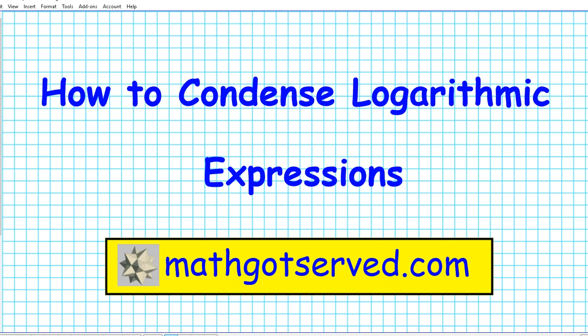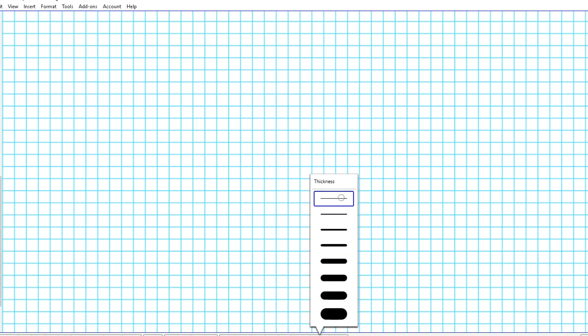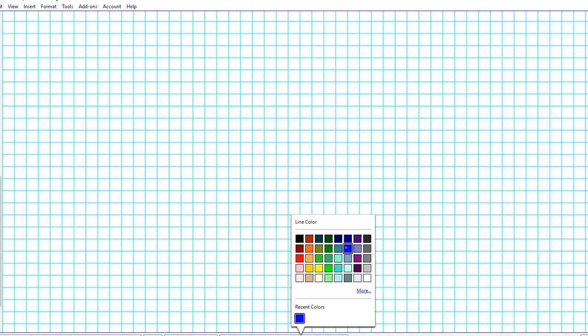In this clip, we're going to be going over how to condense logarithmic expressions. Before we get started, we're going to take a look at the formulas that will be guiding our problem-solving process for the examples that we're going to be looking at today. So let's go ahead and take a look at the formulas. The formulas are as follows.